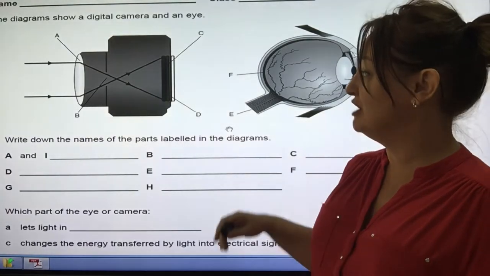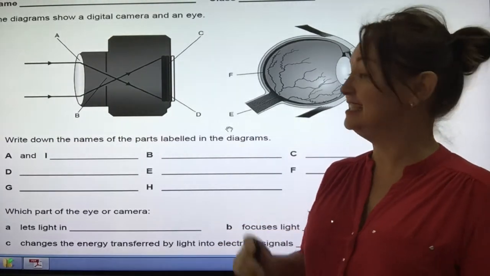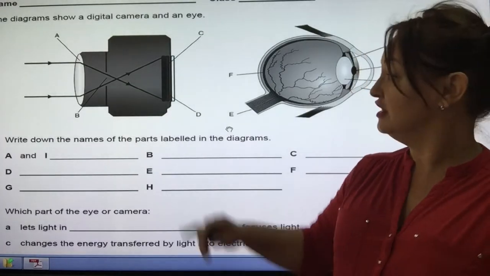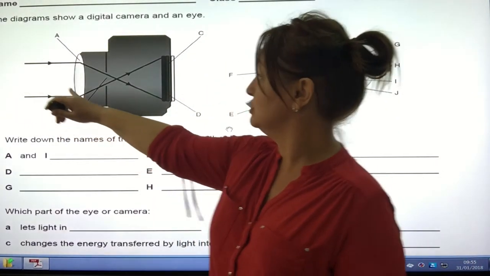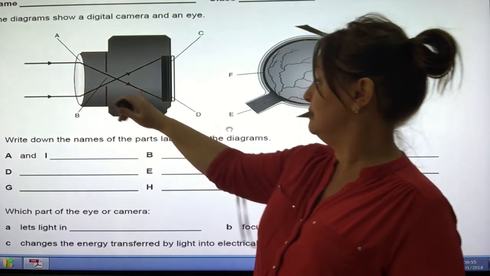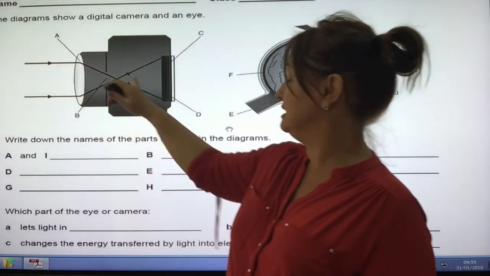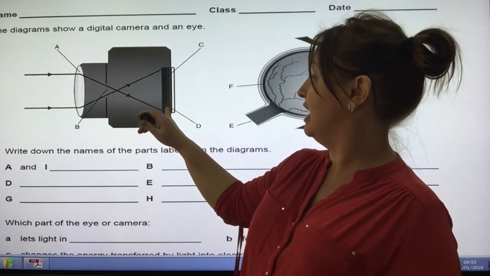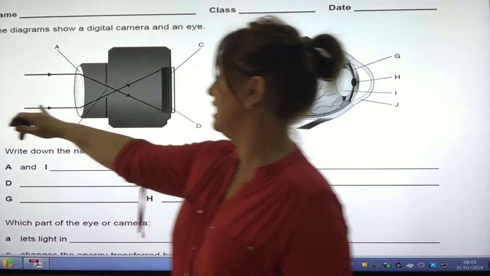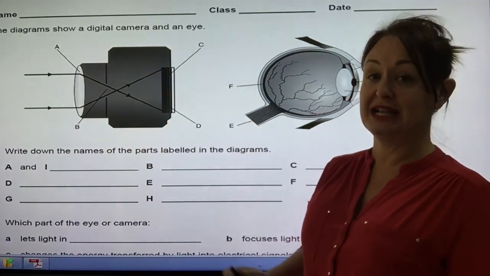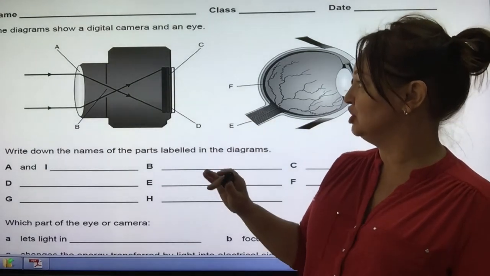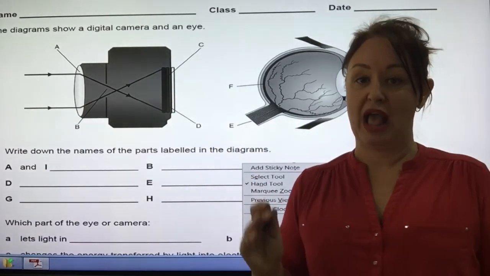Both of them create an inverted image, an image that's upside down. So if you look at the camera there, if this was a candle, the top of the candle would be the flame here, and that would be seen by the film upside down there, and the bottom of the candle would be there, so it would be upside down there. And that image is captured on a film or a memory card.